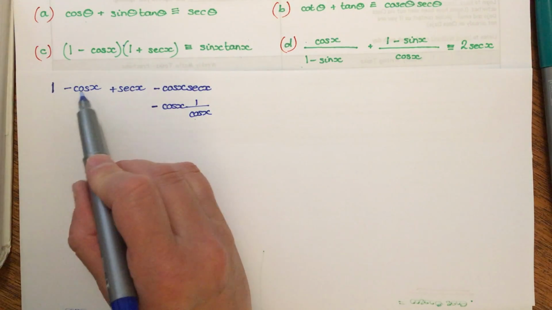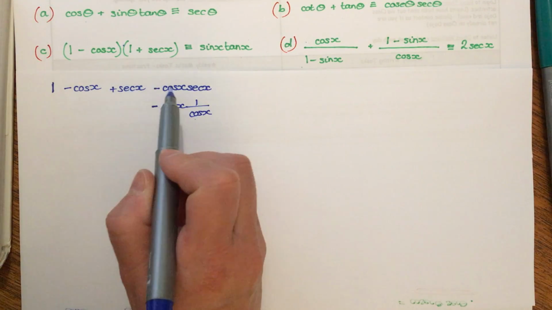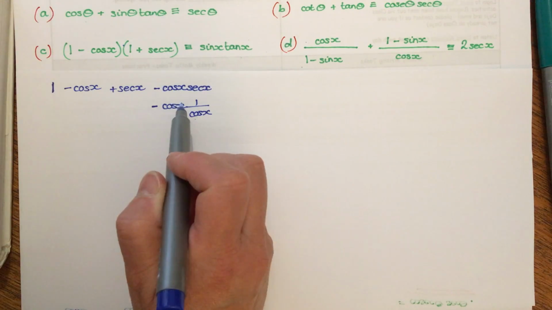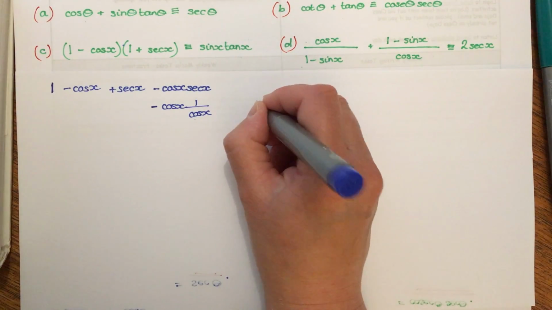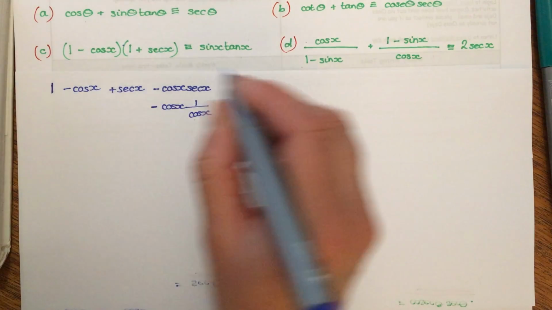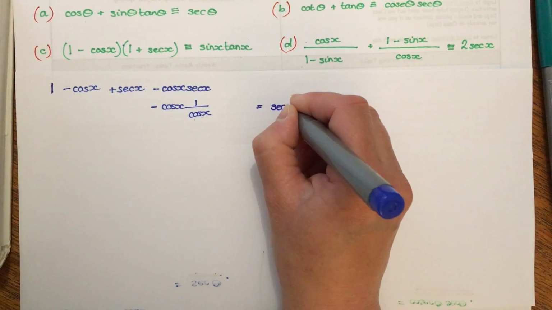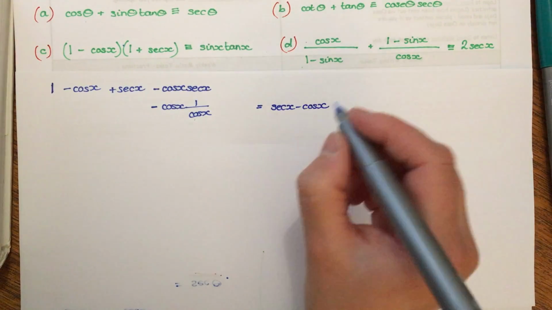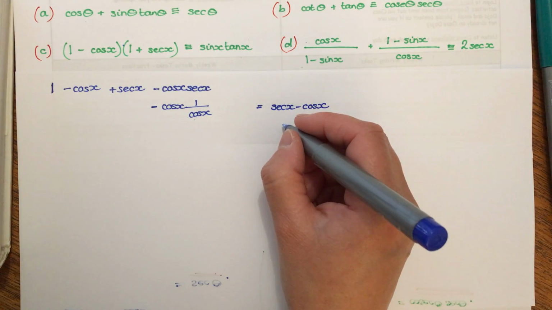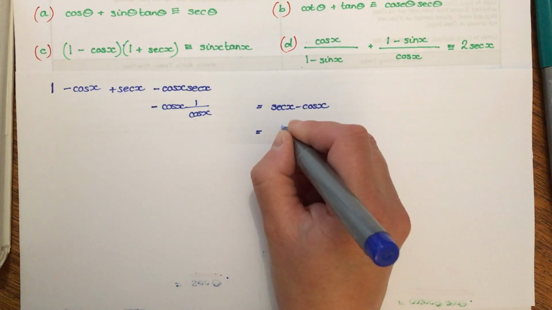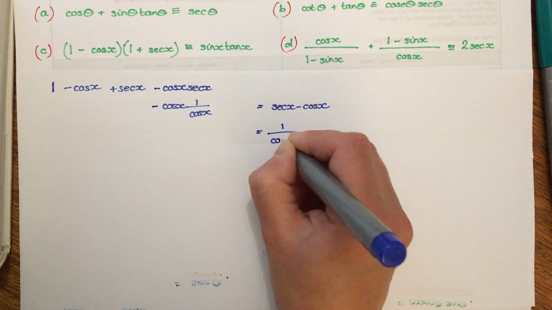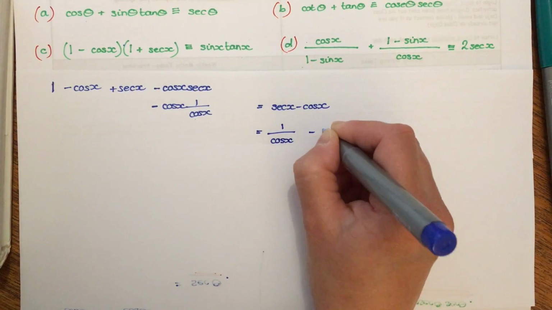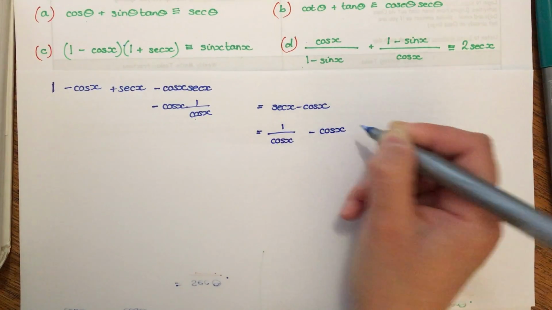So you've got 1 minus cos x plus sec x minus 1. So 1 and minus 1 are going to cancel out, and you are left with sec x and minus cos x. So sec is 1 over cos minus cos x.